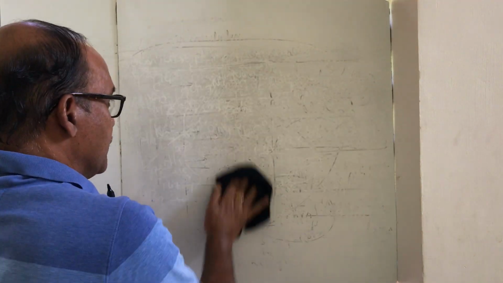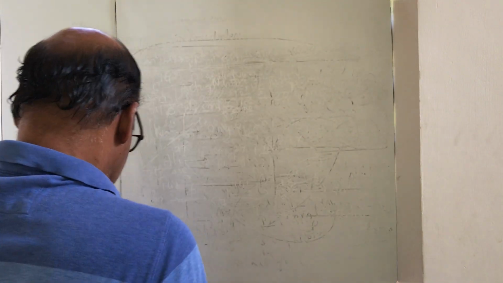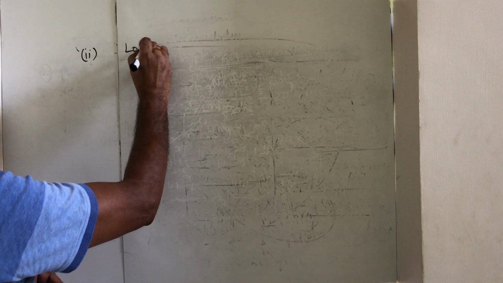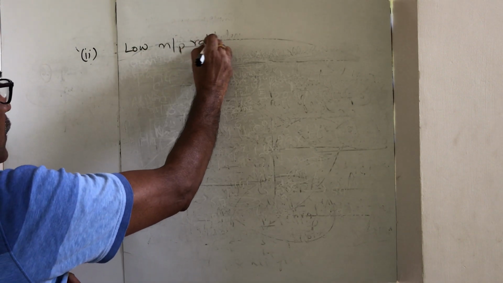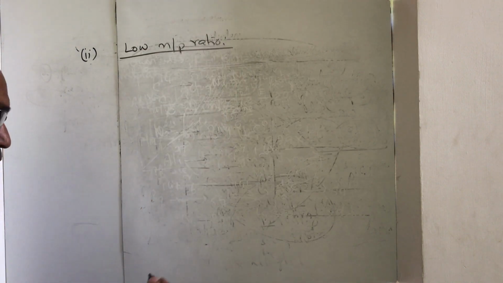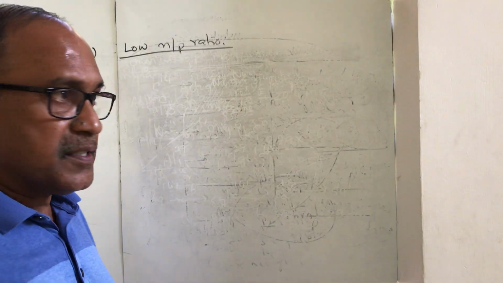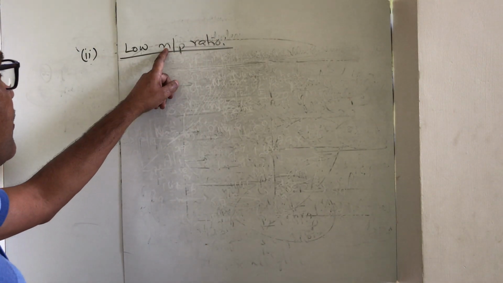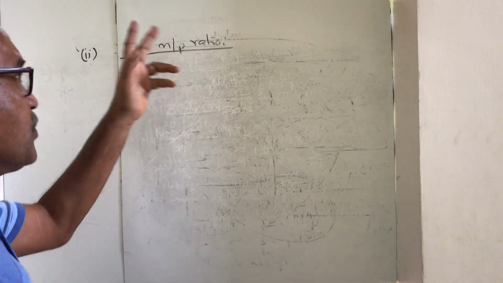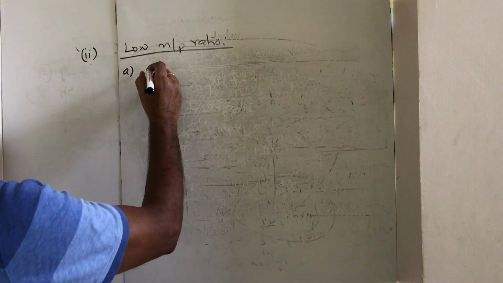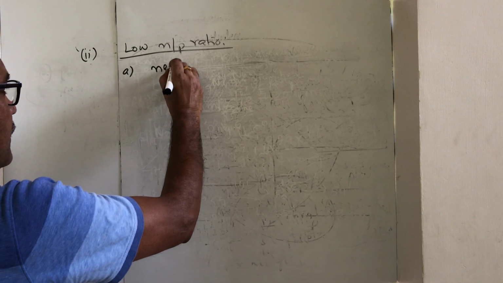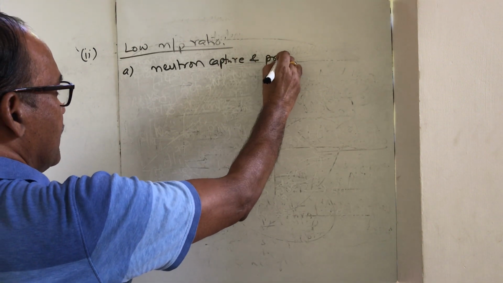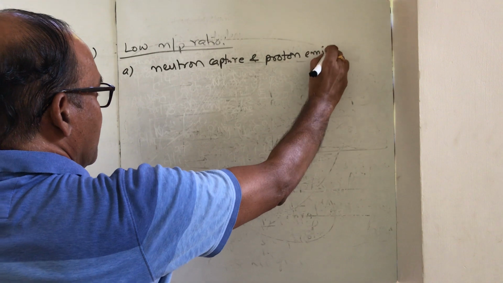Now the low N by P ratio. For low N by P ratio nuclei, various disintegration processes are understood. In order to fall into the zone of stability, the neutron number must be increased or the proton number must be decreased, or both simultaneously. For example, neutron capture and proton emission.